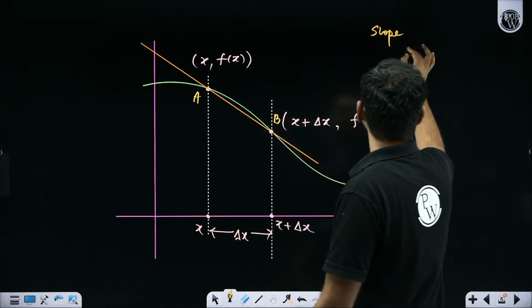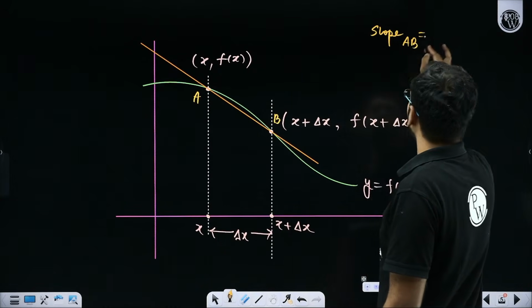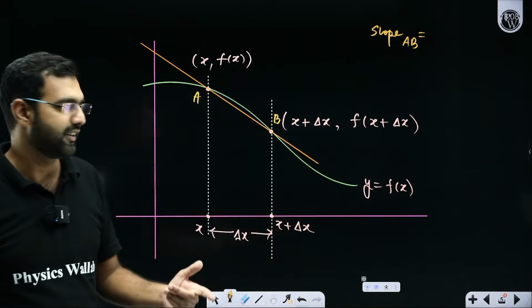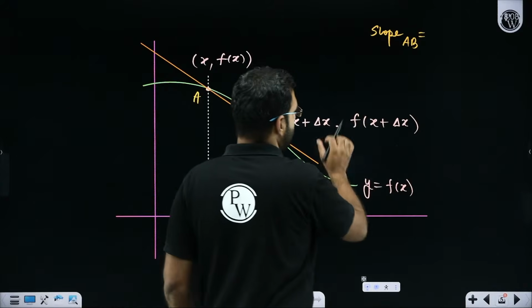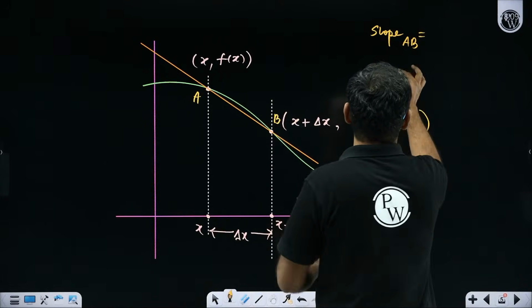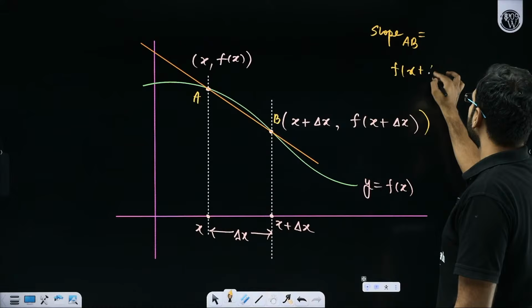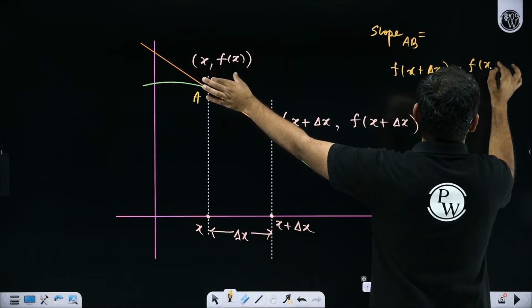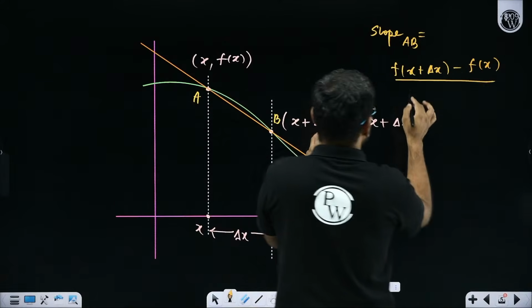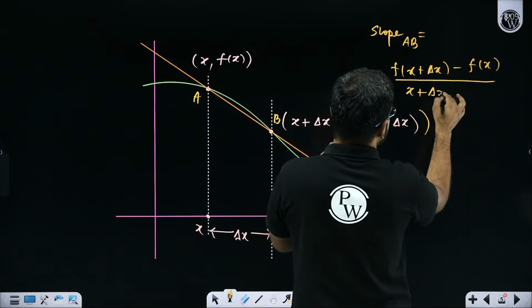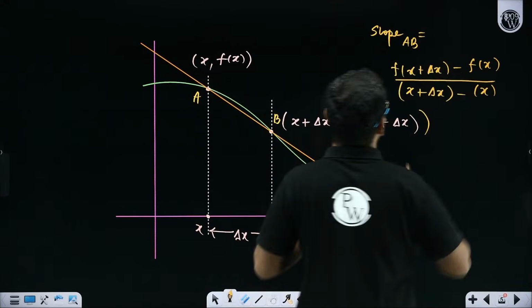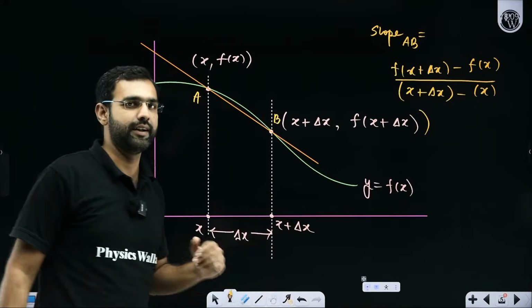So the slope of this secant AB, I hope coordinate geometry has taught you, is y2 minus y1 upon x2 minus x1. So y2 minus y1 upon x2 minus x1 will be what? This is y2, which is f of x plus del x, minus y1, which is f of x, divided by x2 minus x1. What is x2? x plus del x, minus x1. What is x1? That is x. So this is how you define the slope of this secant.